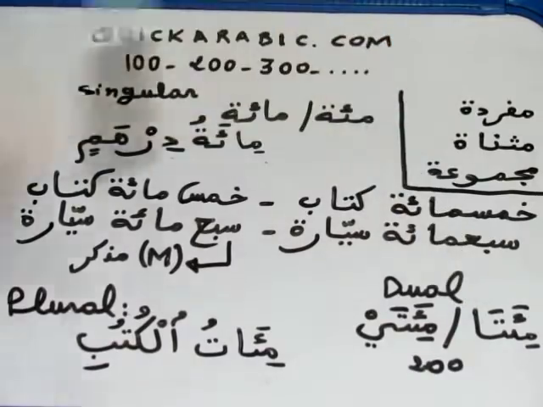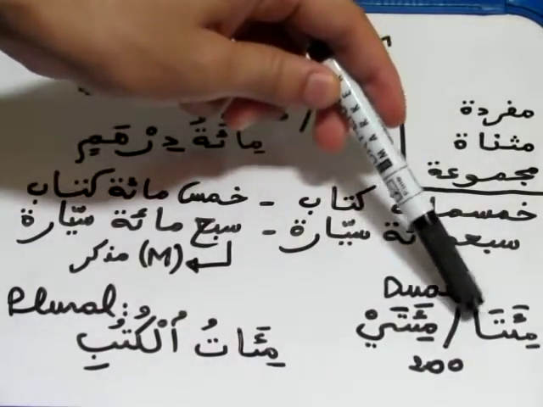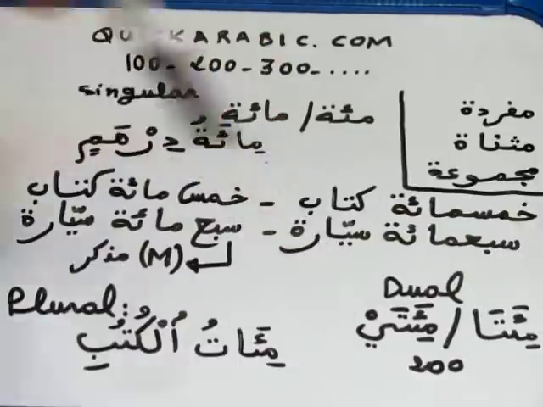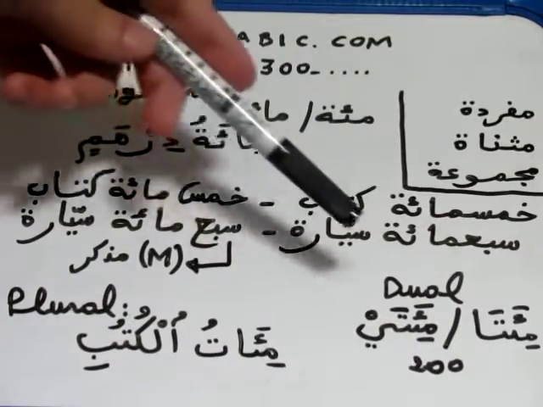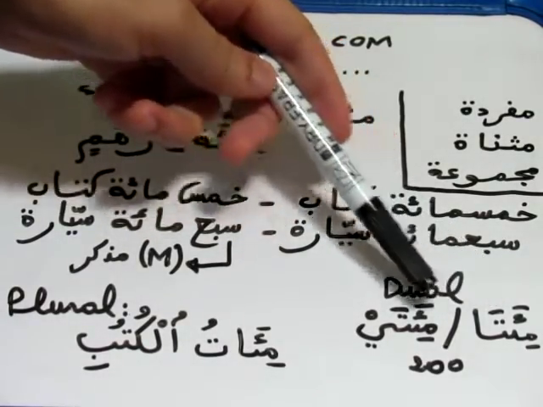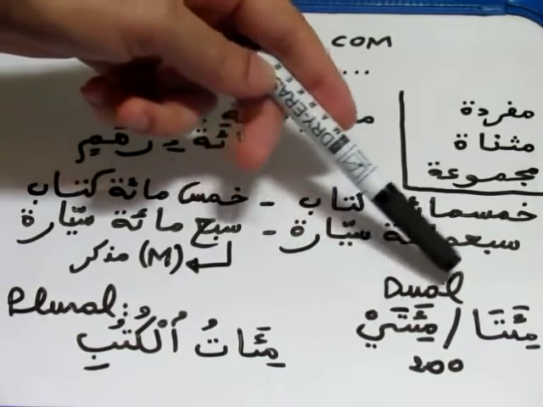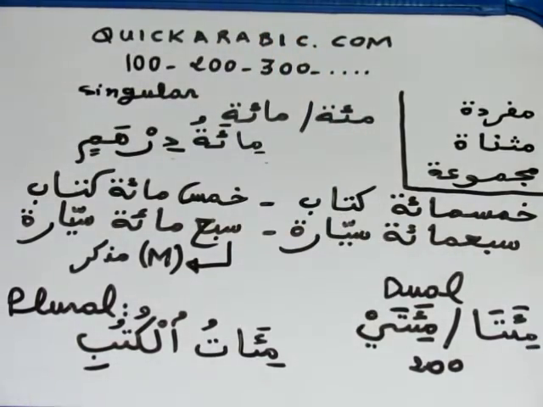Mi'ata is marfu'a with al-alif. Mi'ati is either mansuba or majrura. Because the dual, when it's marfu', we add al-alif, al-rafa' with al-alif, al-nasb al-jar with al-ya. When I'm going to do grammar, I'm going to go in details over it. So don't worry now. Just remember, this is mi'ata and this is mi'atay. And both describe 200. This is especially in Arabic, because in English there is no dual.